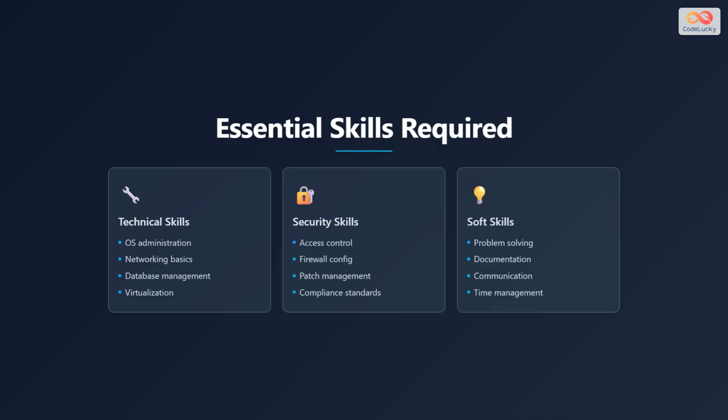To succeed as a systems administrator, you need 3 types of skills. Technical skills include operating system administration, networking basics, database management, and virtualization knowledge. Security skills cover access control, firewall configuration, patch management, and understanding compliance standards. Soft skills are equally important: problem-solving abilities, clear documentation practices, strong communication skills, and excellent time management. The combination of these 3 skill categories makes a successful systems administrator.